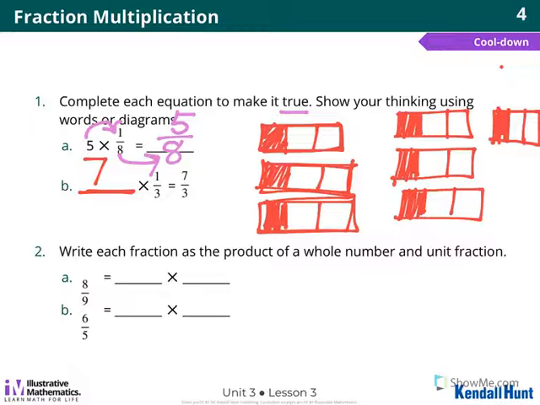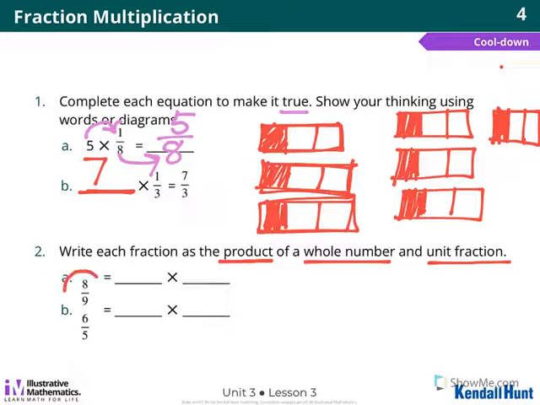Write each fraction as the product of a whole number and unit fraction. That is a lot of vocabulary. First of all, a unit fraction is any fraction that has a 1 on top. I put an N to represent any number, but a unit fraction has a 1 on top. A whole number is just a whole number. A product is the answer in a multiplication problem.